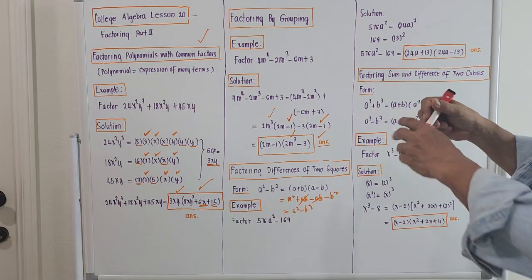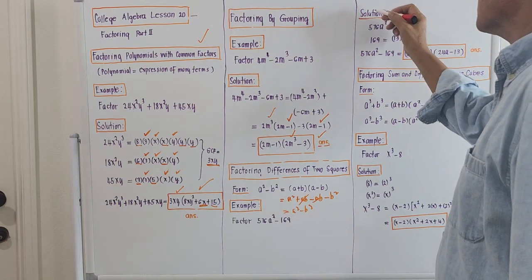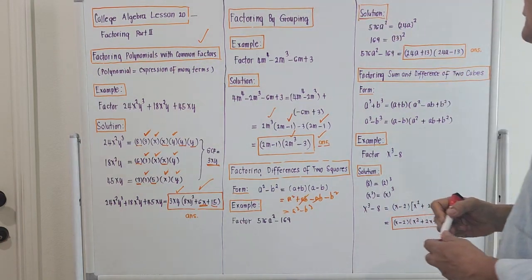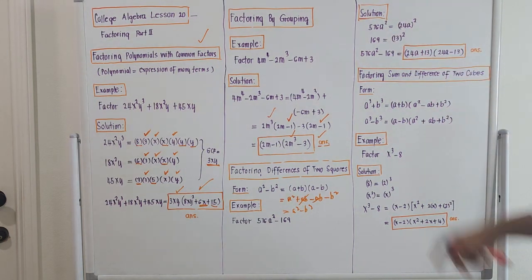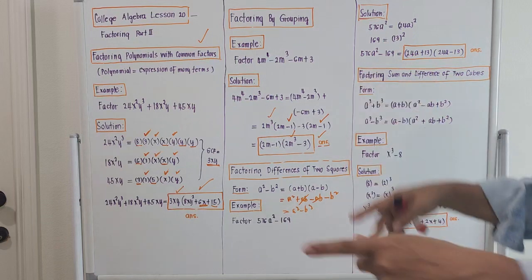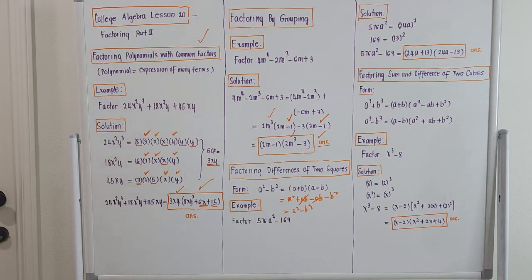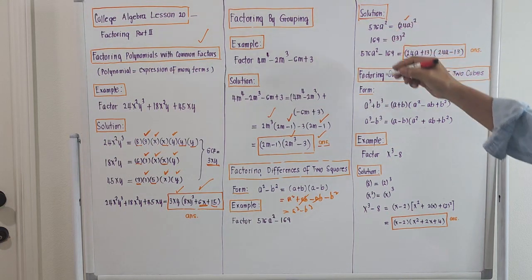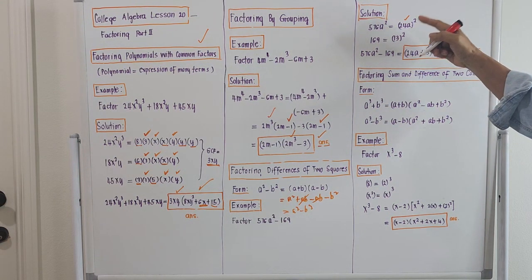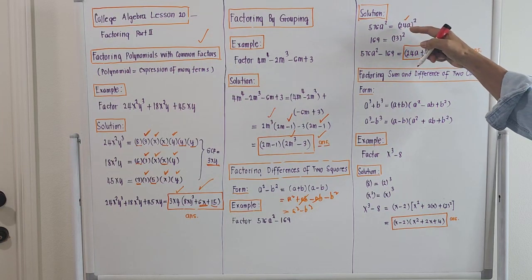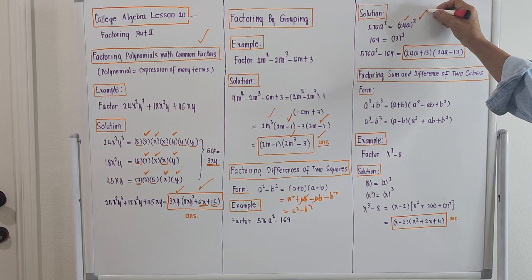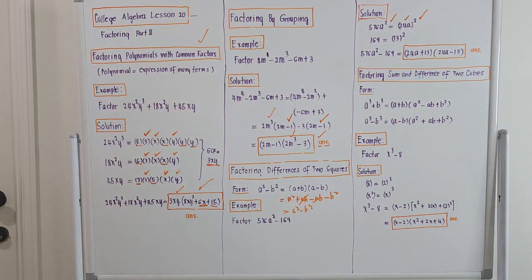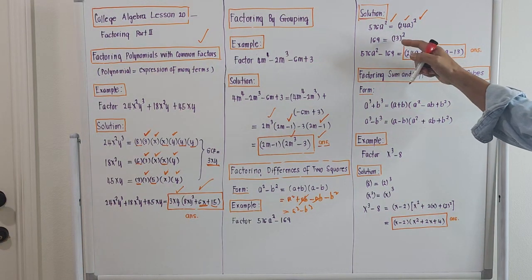Okay, solution. 576a square. I think 576 is a perfect square if you use your calculator or you memorize that 25 square is 625, and 24 square is 576. So 576 is actually 24 square, and a square is a perfect square. It should be an a. So if we expand 24a and raise that to the second power, it will be 576a squared. And for 169, this is a perfect square also. It's 13. So 169 is 13 square.